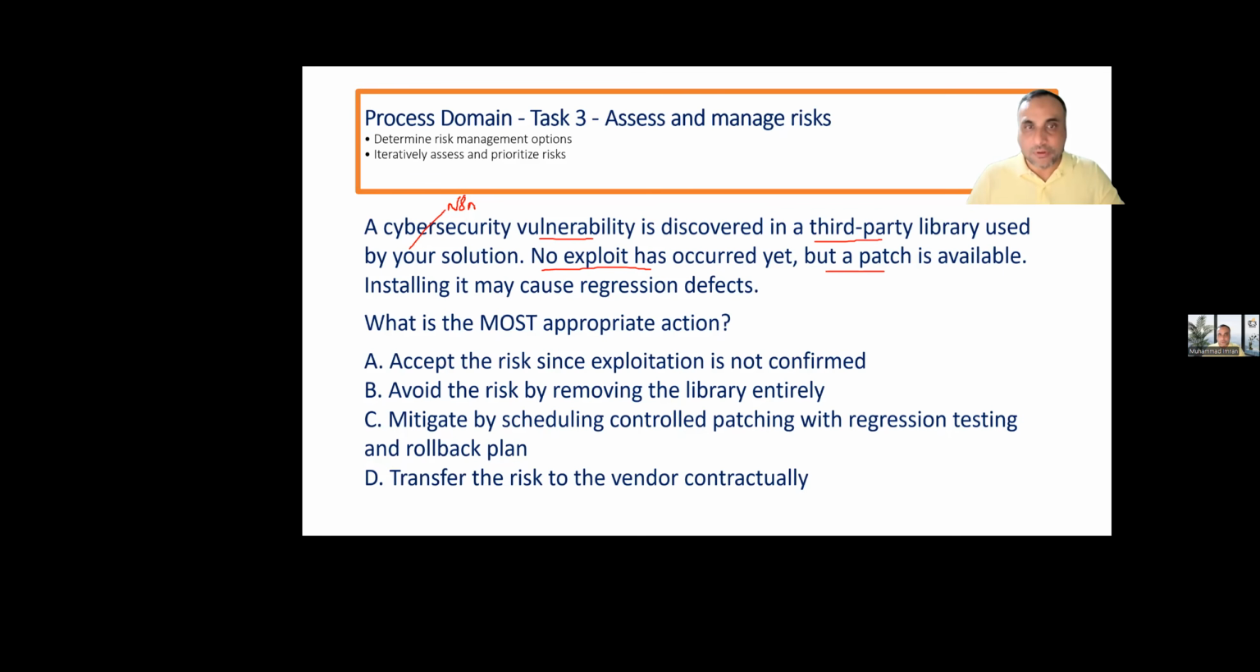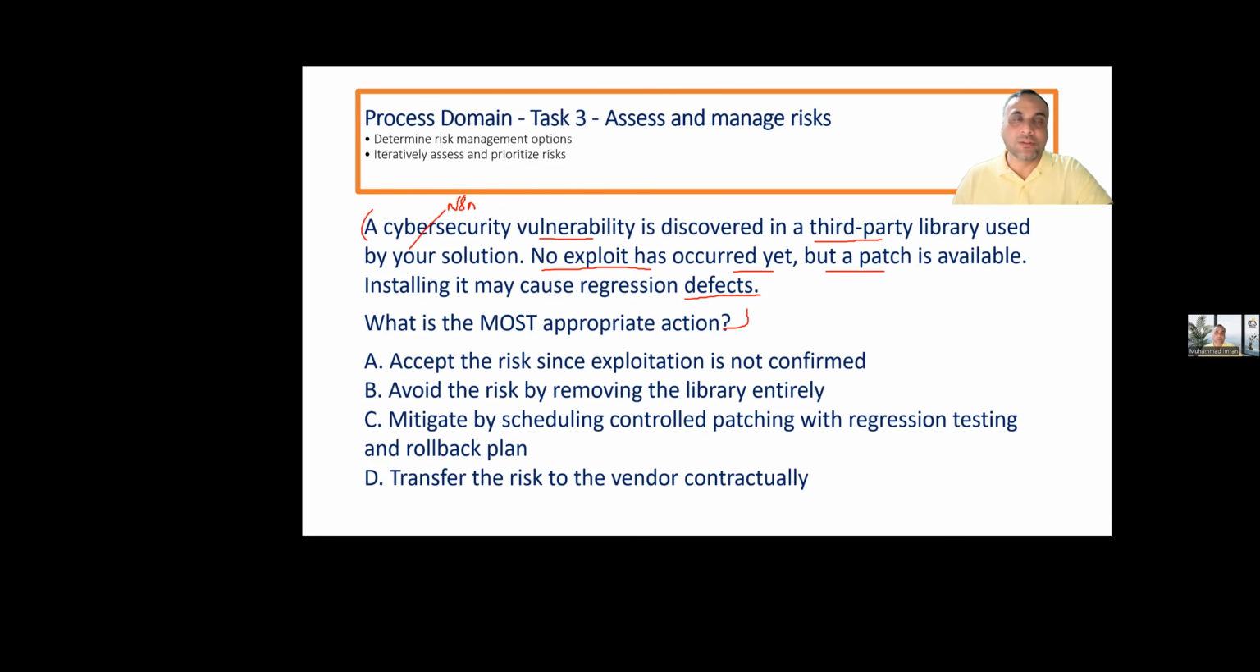Nothing has happened yet, so still a risk. But a patch means a workaround is available or there is an update available. Installing the update may cause defects. If you don't understand the meaning of regression, that's fine. Defects. So remove the IT word, still you can answer the question. So when this thing is happening, what should you do? Again, please don't jump to the answers and find the answer in the question. Question have the answer. What is happening in the question?